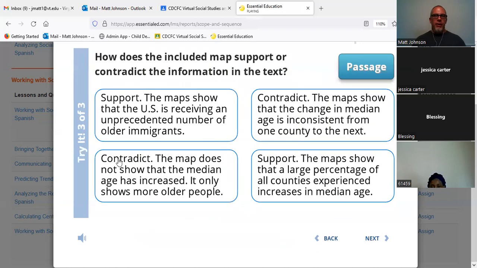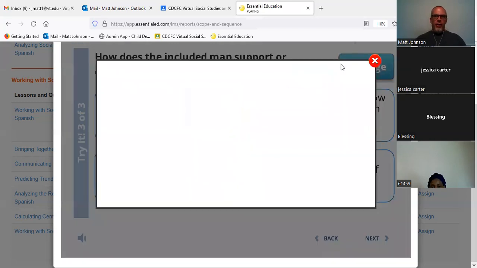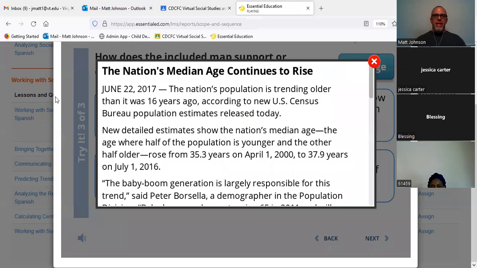How does the included map support or contradict the information in the text? Okay, and so the nation's median age continues to rise. Have you all gotten around in math to talking about median, mean, range, and mode? Those ideas, sort of like statistical ideas? No. Okay, so all right, I'll give you a primer. When it comes up in math, you guys will be ready to go.